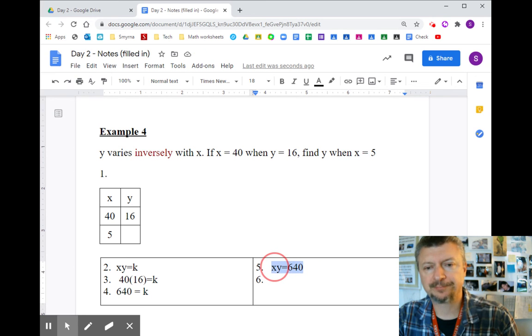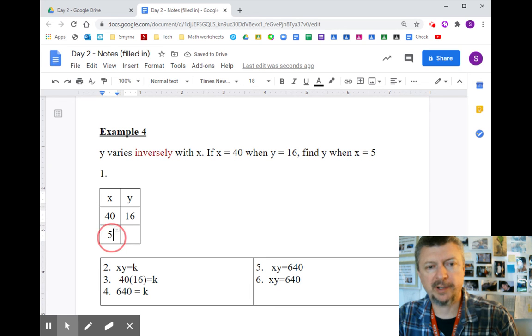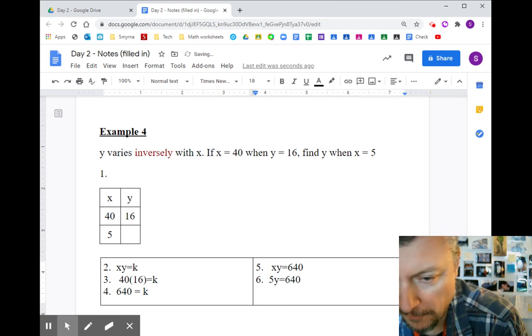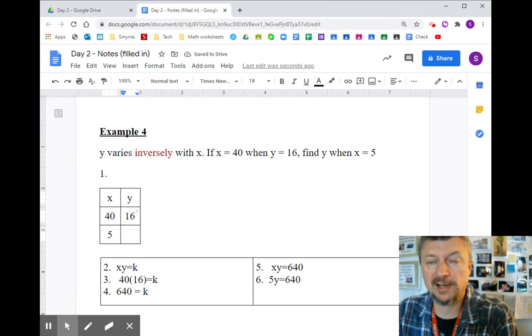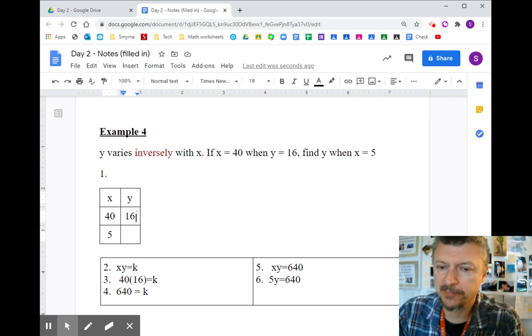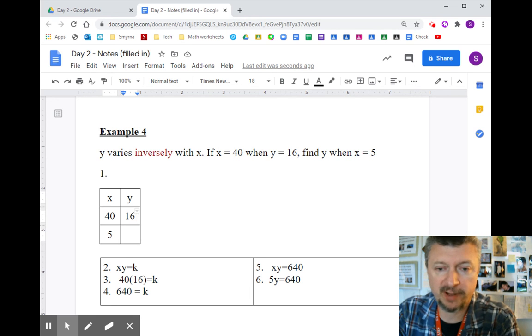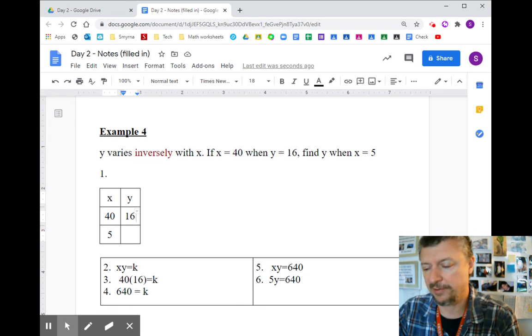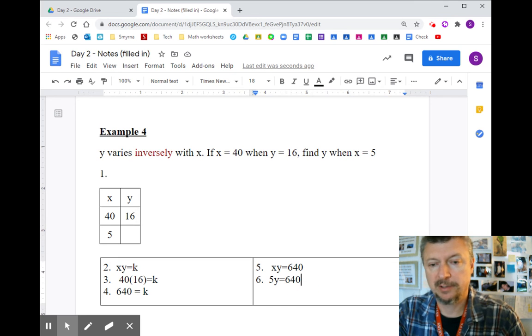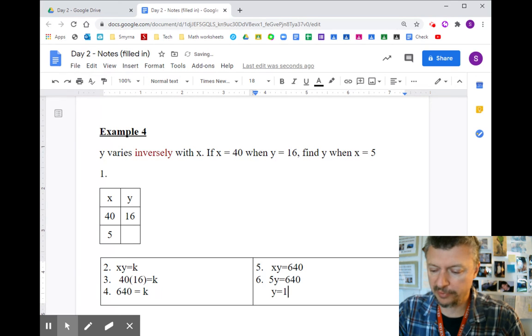Last thing is, we're going to plug in the 5. When X is 5, what's Y? Well, we put in a 5 for X. That's 5, now it's 5 times Y. What's the opposite of times? Divide. And then 640 divided by 5. Let's break out the old calculator. 640 divided by 5 is 128. So Y equals 128.